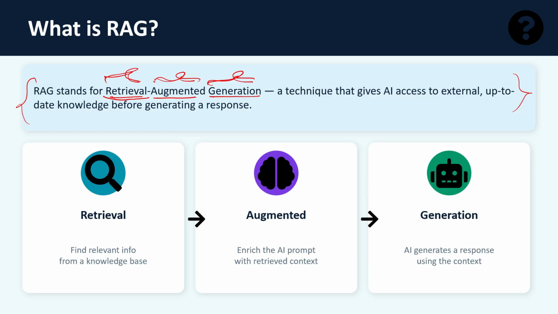Now LLM also does the same thing. You can ask any question to your LLM like ChatGPT, Claude, or Gemini. It generates the response for you, right? And you can interact with it and you will get all the responses. But there's a difference between LLMs and RAG. RAG is a technique that gives AI access to external up-to-date knowledge before generating a response.